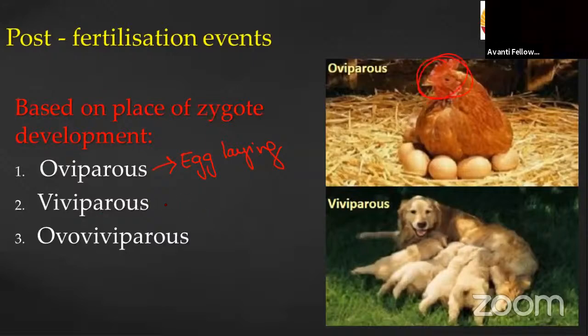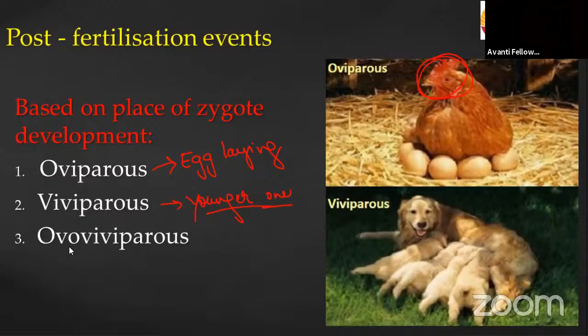Then viviparous are those which give rise to the younger ones. Like if the parent is a human, then the baby will also be a human, but a younger one, a small baby. So in viviparous, the parent is giving birth to the younger one, a smaller, similar kind. So what is ovoviviparous then? Examples of viviparous are dogs, we humans, cats, all of these.